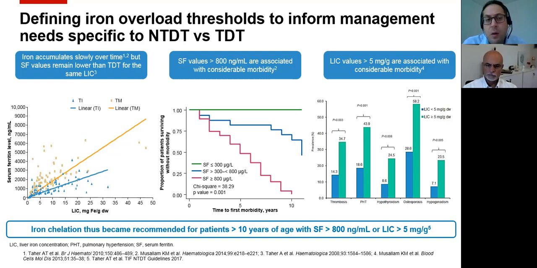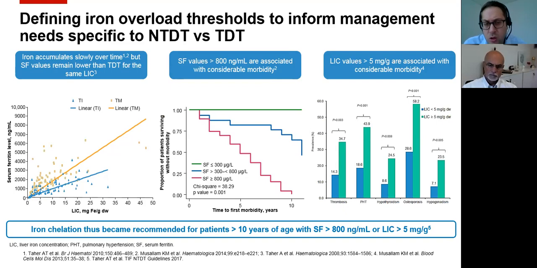So then we said, okay, if the serum ferritin is not behaving similarly, we need to identify thresholds for serum ferritin that require management specifically for NTDT. We cannot rely on the 1,000 and 2,500 thresholds. We need values specific to NTDT. And we did this ORIENT study, the graph in the middle, and we were able to identify a serum ferritin of 800 and above as the one that is most likely linked to morbidity, while serum ferritin less than 300 was the one linked to no morbidity related to iron overload. And these corresponded to liver iron concentration levels of 5 and 3. So patients with an LIC of more than 5 were the ones that actually had the highest rates of morbidity.